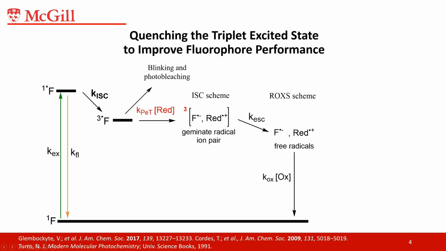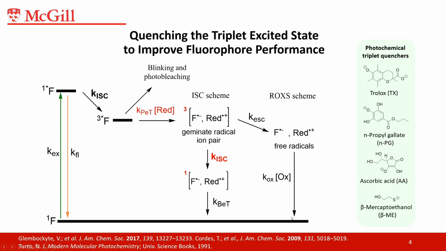which after a very fast escape forms free radicals and goes back to the ground state with the help of an oxidizing agent. We can also use other triplet quenchers to facilitate intersystem crossing to form the singlet geminate radical pair and then go back to the ground state by back electron transfer. There are many triplet quenchers that are well established in our lab, like Trolox, n-propyl gallate, ascorbic acid, and beta-mercaptoethanol.